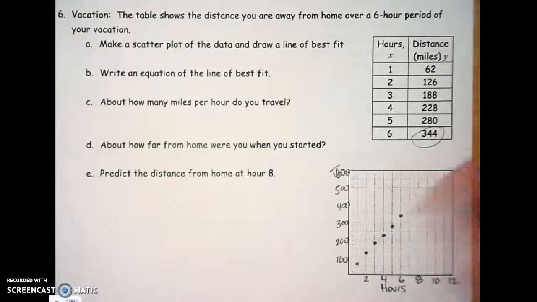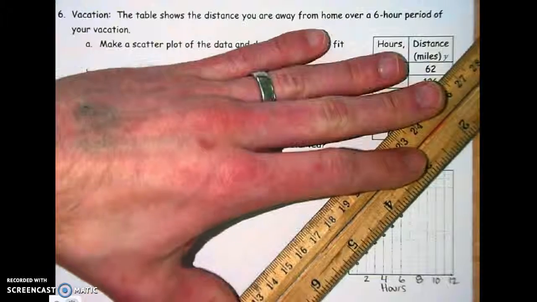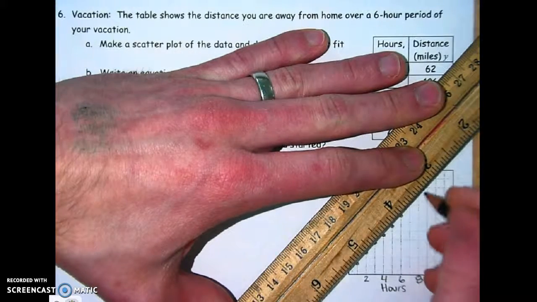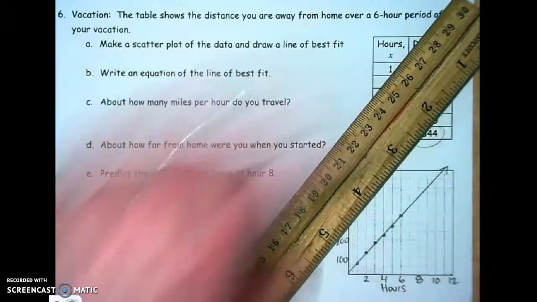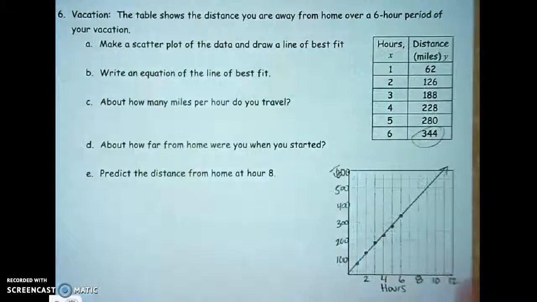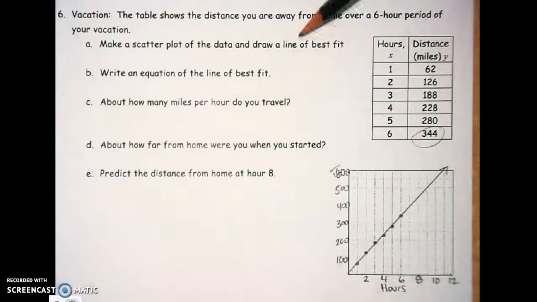Really close. Now I'm going to draw my line of best fit on there, through the points. Okay, that's a good line of best fit. It goes through the points and it's in the direction they're going. So I have done the first part. I've done A. I've drawn the scatter plot. I've done my line of best fit.